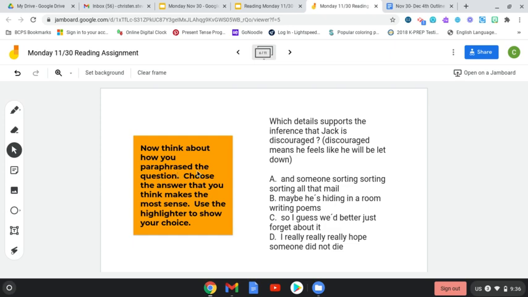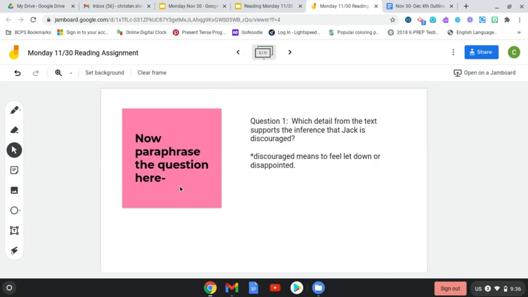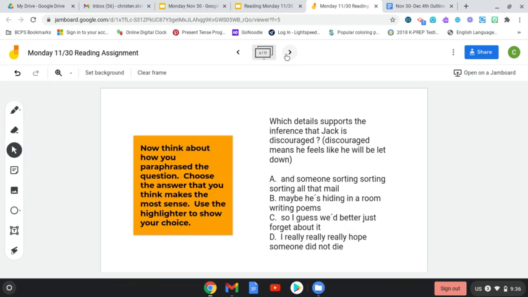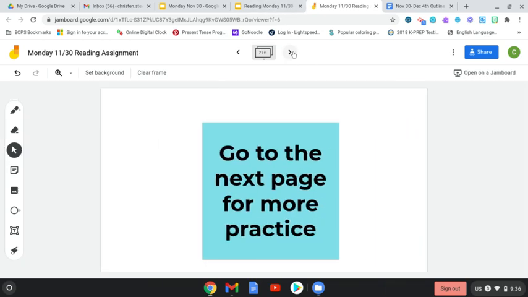Now think about how you paraphrased the question. Choose the answer that you think makes the most sense and use the highlighter to show your choice. So, reread my paraphrase. I also have to make sure that I read this text, and this is a longer one, so I'm probably going to read it twice before I get to the part where I answer the question, and right here are my choices. So that's the first question, and then here's your next question.